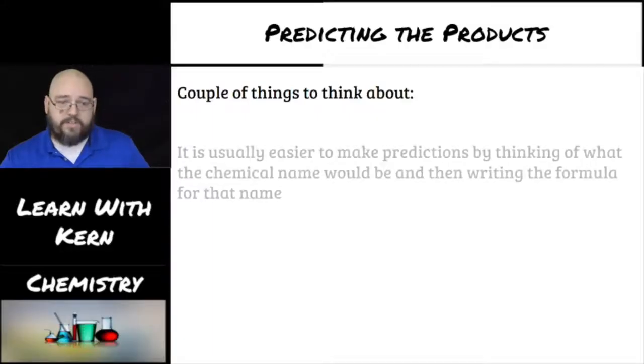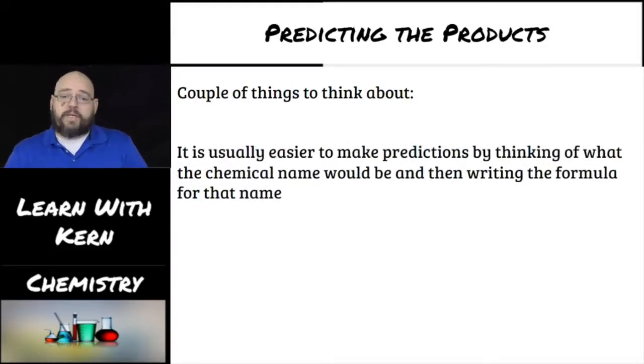Couple of things that you need to think about. It's usually easier to make predictions by thinking of what the chemical name would be and writing that formula name. So when we were looking at the double replacement, we had lead nitrate combining with potassium iodide. So lead nitrate, potassium iodide, switching the names was going to give us lead iodide and potassium nitrate. So switching the names, thinking about it in terms of the names first, and then writing the formulas using those IUPAC rules, you're usually going to be better off getting the correct formula if you do it that way, rather than trying to look at the formulas.